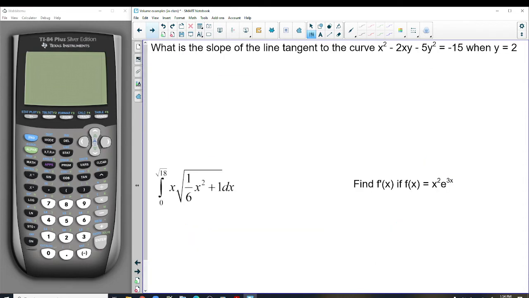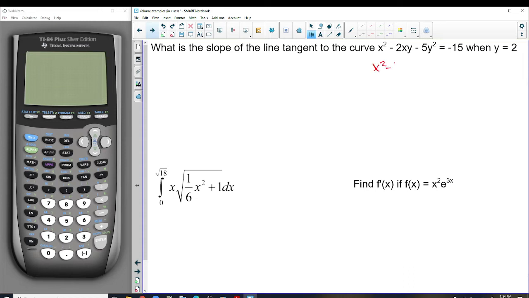All right, let's talk about multiple choice. What's the slope of the line tangent to the curve when y is 2? So I got to do derivative for slope of the tangent, and we got to find out the x for when y is 2. So there's no order to it. We could do either one, but we're going to have to find the points. So let's do that first, I guess.